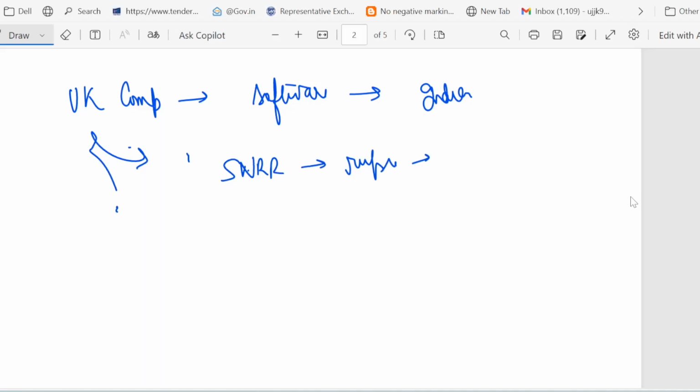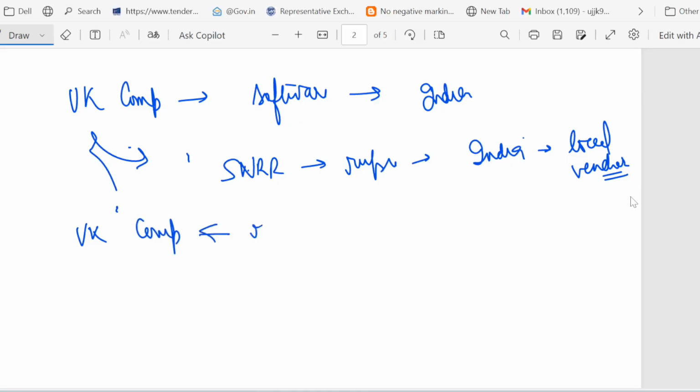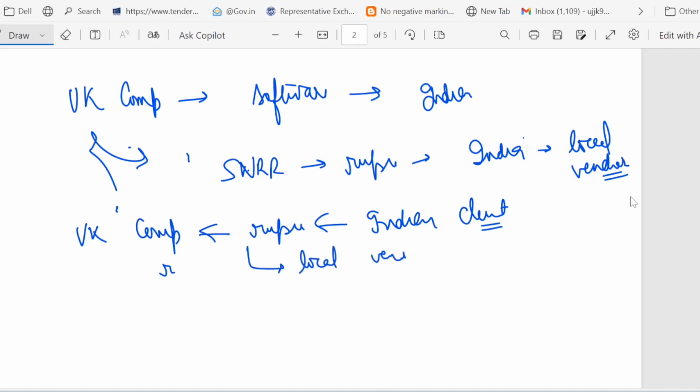The bank records the receipt under SNRR software export. The company has spent rupees in India to hire a local vendor. All transactions match the software business, and no rupees are converted into foreign currency for an Indian resident. So this way you can think of it: rupee from the Indian client to the UK company, and rupee given to the local vendor. I hope it is clear.